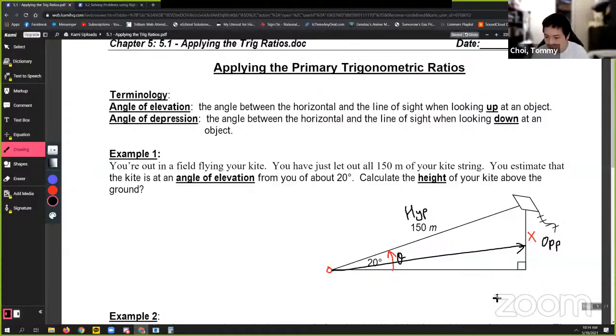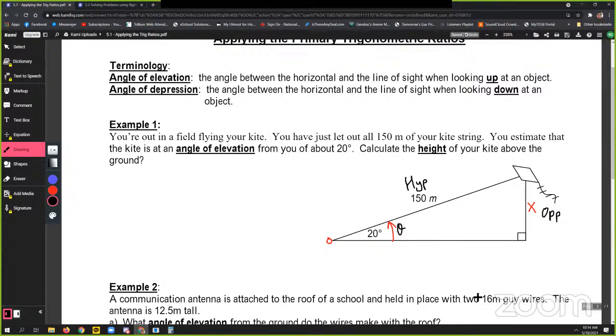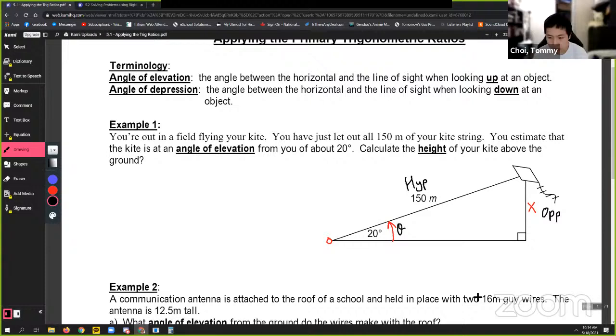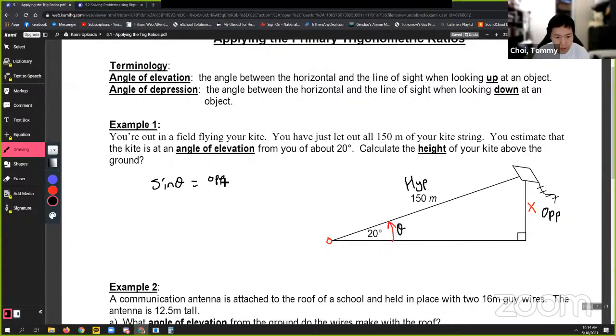Because this is theta, we go straight across. That would be our opposite side. So we write down, we think, okay, I have hypotenuse, I have theta, I want opposite. Which trig ratio uses opposite and hypotenuse? Sine. So sine theta is equal to opposite over hypotenuse. So it uses both, right? And so we're going to work with sine.